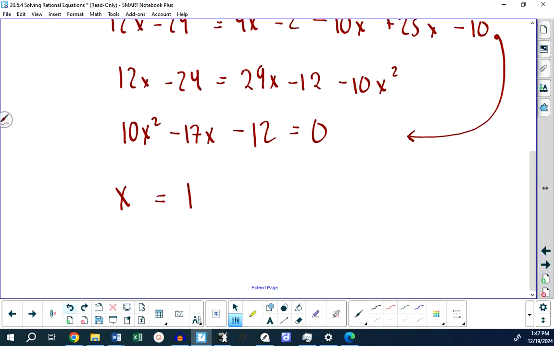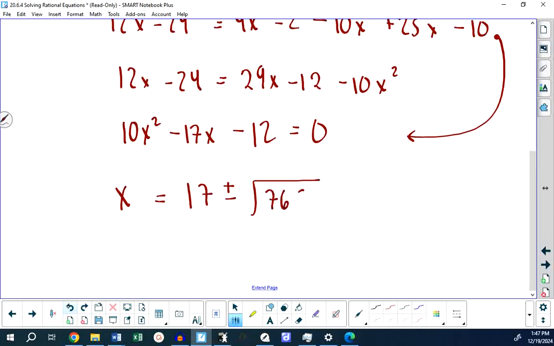Negative b plus or minus. Now, Zachary, do you have that number before you square rooted it? 769. I'm guessing 1769. It's just 769, not 1769. Yeah. Okay.